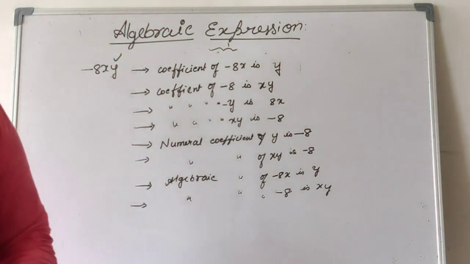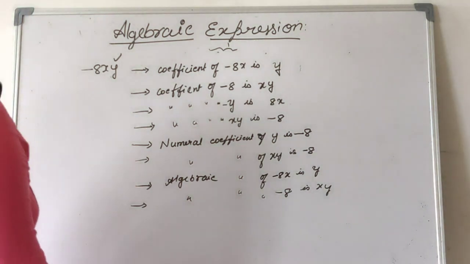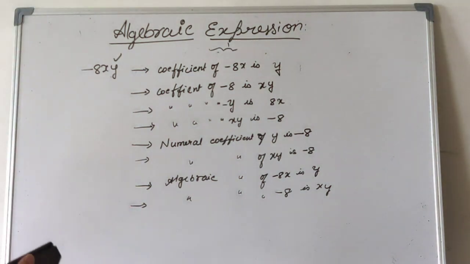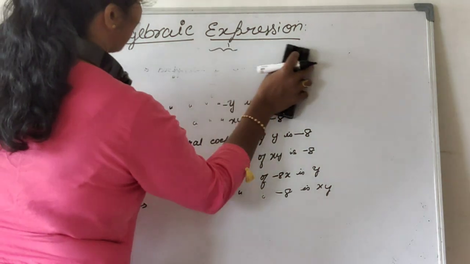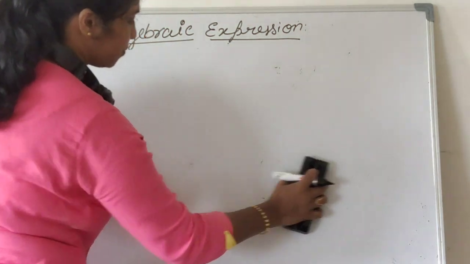So they can ask the question in different ways, so we must be ready to write the answer. I think you understood how to write the coefficients. Okay. Next I will move to the like and unlike terms.